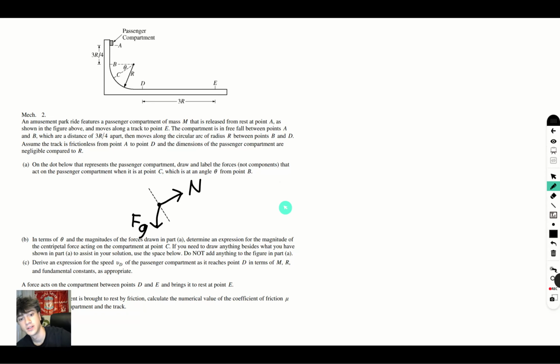B says, in terms of theta and magnitudes of forces drawn in part A, determine an expression for the magnitude of the centripetal force acting on the compartment at point C. Alright, so we know that the centripetal force is going in the direction of N, because that's where the center of the circle is going to be. So it's going to be N.